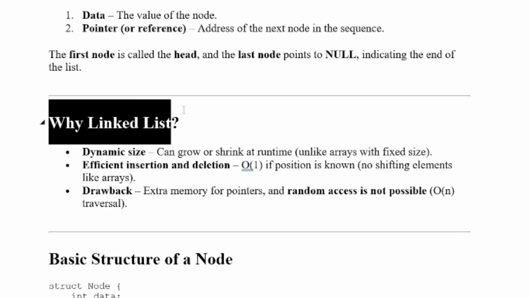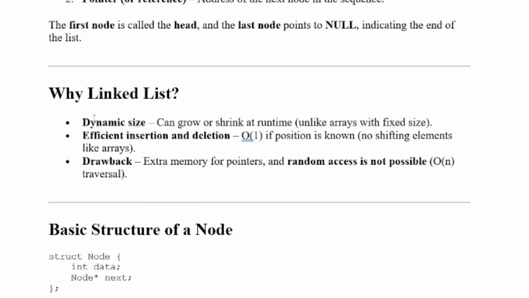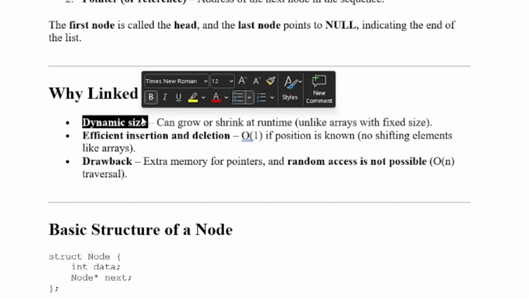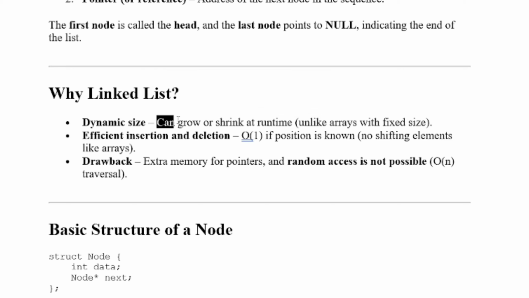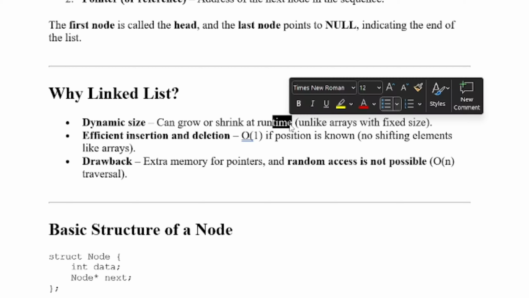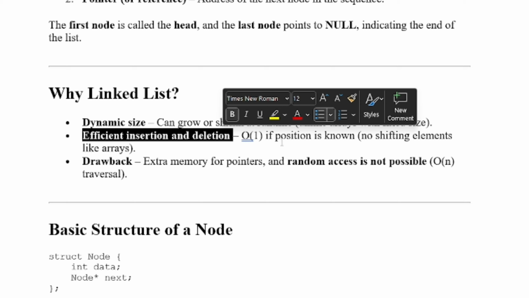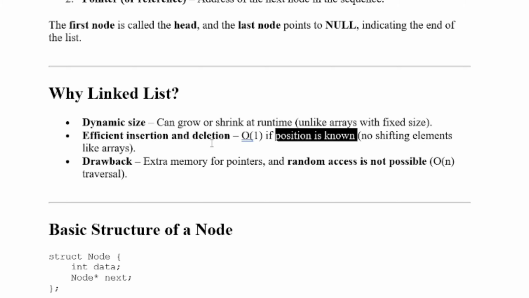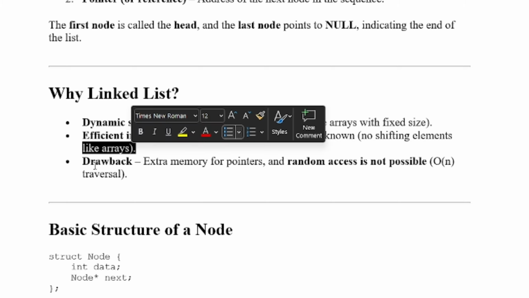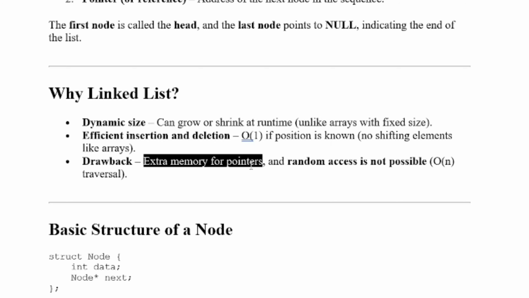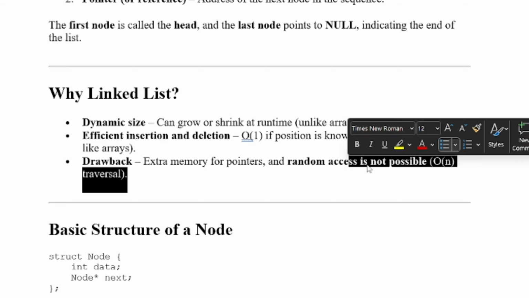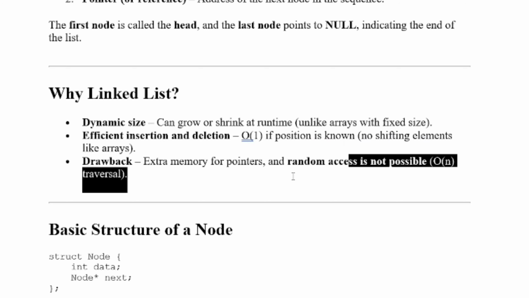Why do we use a linked list? We already have arrays and vectors to store data, so why use a linked list? The first main reason is dynamic size, which means it can grow or shrink at runtime, unlike an array with fixed size. It is also efficient for insertion and deletion, taking O(1) if the position is known, with no shifting of elements like in arrays. The drawbacks are extra memory for pointers, and random access is not possible in O(1); traversal is needed.